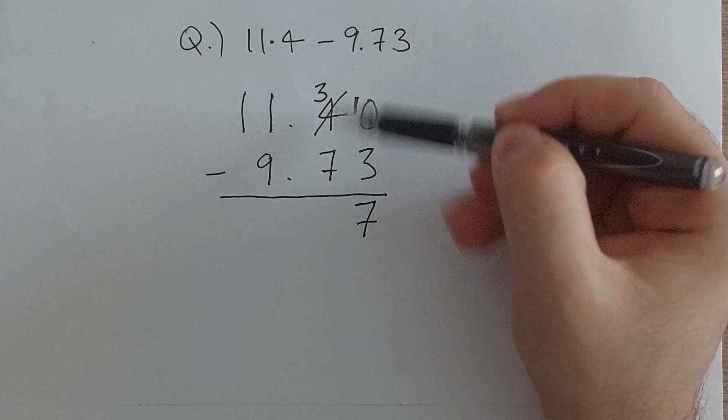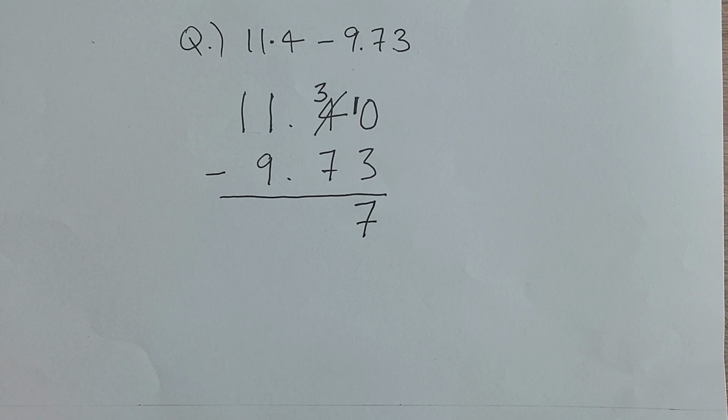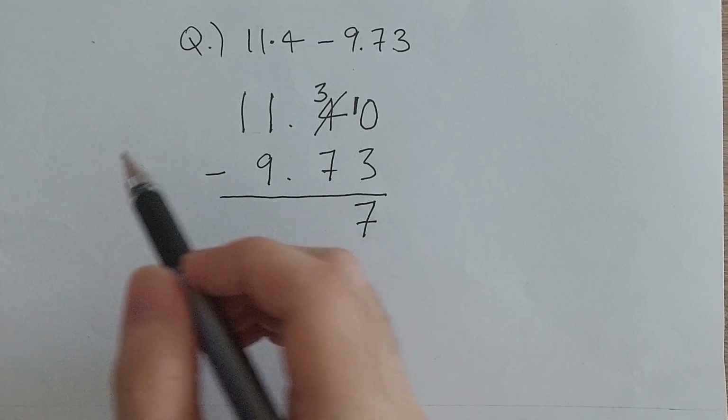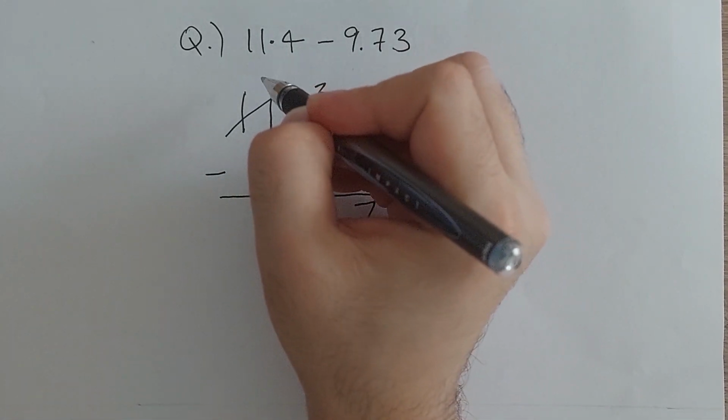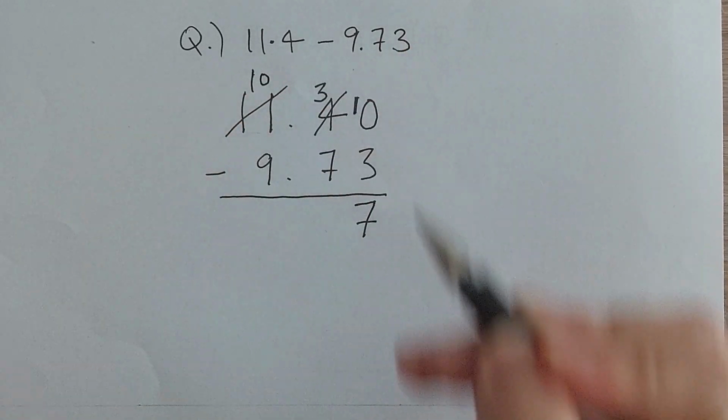Now again, there's a problem here. 3 minus 7, the number 3 is less than 7. We are subtracting 7 from 3, and 3 needs to be greater than or equal to 7. So we do the same thing we did with 0. We look at the number to the left of 3 and we subtract 1 from that. So the number to the left of 3 is the whole number part, 11, because it is to the left of the decimal point. We subtract 1 from 11 and make it 10.